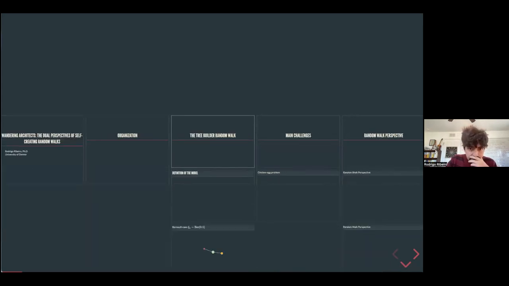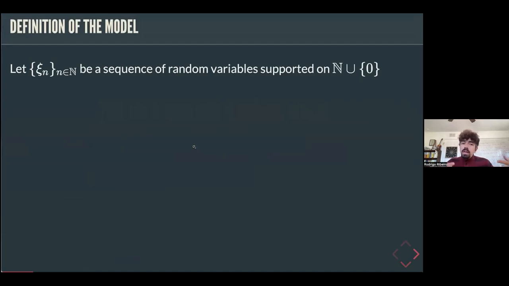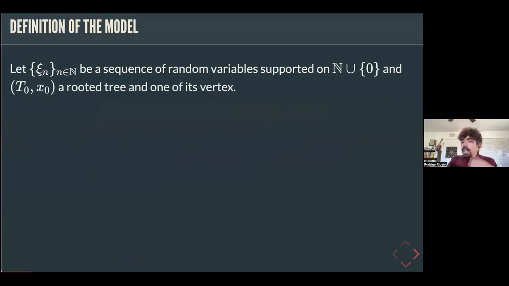So, what is this tree builder random walk? To define the model, you need to prescribe a sequence of random variables supported on the natural numbers, which throughout this presentation will always be chi, and an initial condition, which usually will be a finite rooted tree, T naught. A rooted tree just has a distinguished vertex. And a vertex X naught, which is just a vertex of T naught. It could be the root itself. So you need to initialize the model with a sequence of random variables supported on the natural numbers and an initial condition, which is a tree and one vertex of this tree.